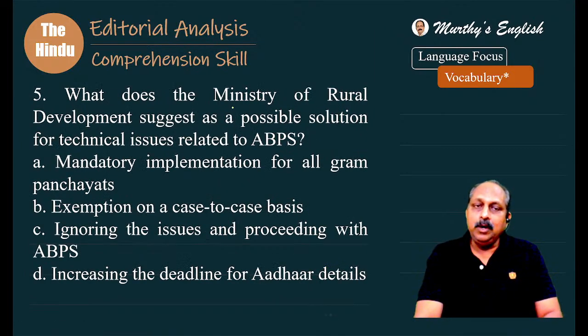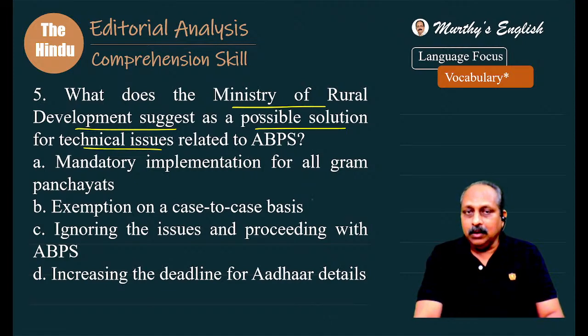What does the Ministry of Rural Development suggest as a possible solution for technical issues related to ABPS? All the keywords are important. Only then you can select. Mandatory implementation for all gram panchayats, exemption on a case-to-case basis, ignoring the issues and proceeding with ABPS, increasing the deadline for Aadhaar. If that is the case, why will they write this editorial? They wouldn't have written. What is the answer for this? Exemption on a case-to-case basis.